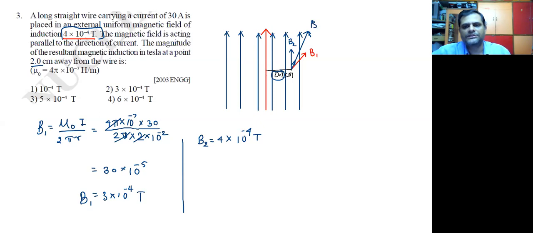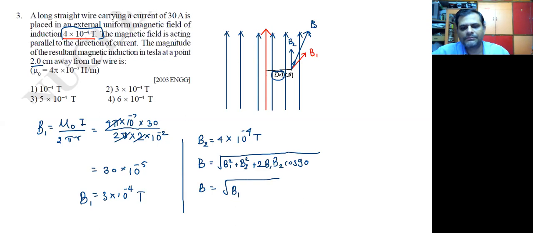Look, the resultant B can actually be found out by using the parallelogram law of vector addition, where B is going to be the resultant and it is equal to root of B1 square plus B2 square plus 2B1 B2 into cos theta, where theta is actually going to be 90 here, and since cos 90 is 0, this third term is of no use, and we can just be left with these two terms only and get this as root of B1 square plus B2 square. That's all.